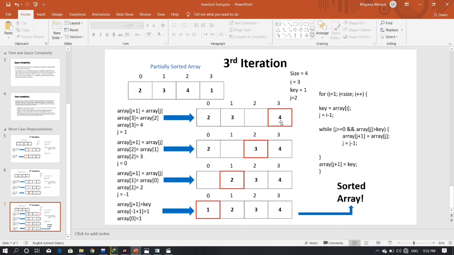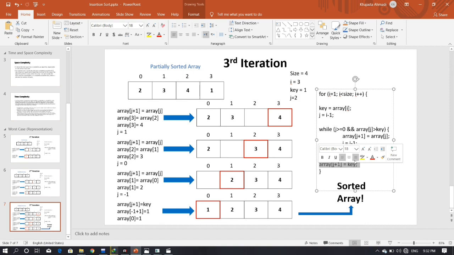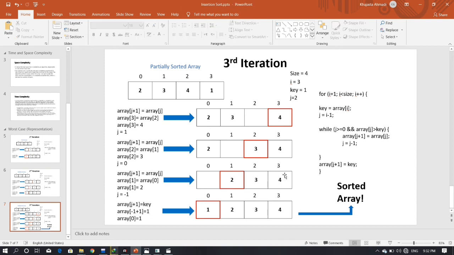And you remember how we saved 1 to key? Now the while loop is terminated, and we enter the final stage of the swap. The swap is completed here. So array of j plus 1, with minus 1 and plus 1 cancelling each other out, array of 0 will hold the value 1, which is the value of key. So the 1 that we saved comes to its own rightful place. And now as we see, we have a completely sorted array.